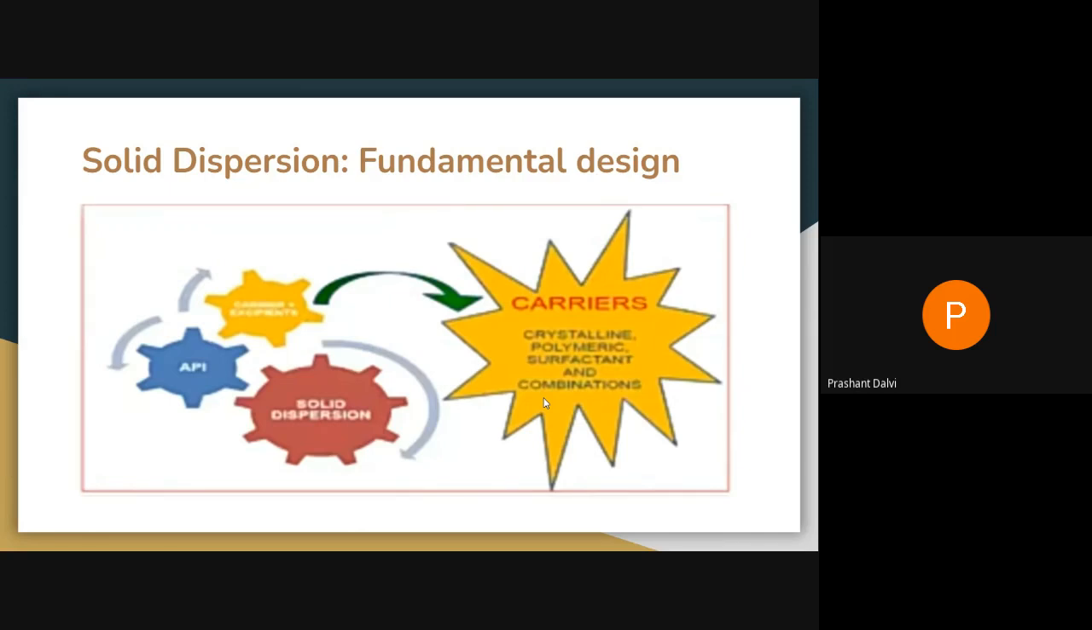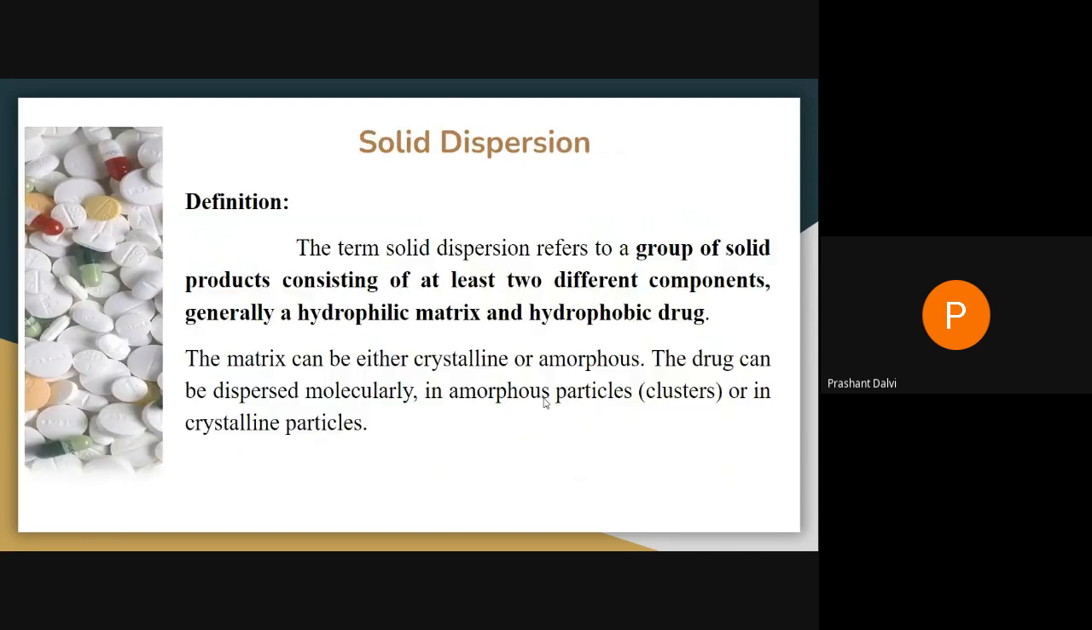The carrier may be crystalline, it may be amorphous, it may be a combination of both, or it may be a combination with surfactants also, depending upon the nature and type of your formulations and the physical and chemical properties of the drugs. Accordingly, you can select the carriers. So in short, solid dispersion is a mixture of two different things, the hydrophobic drugs and hydrophilic matrix carriers, at molecular level.